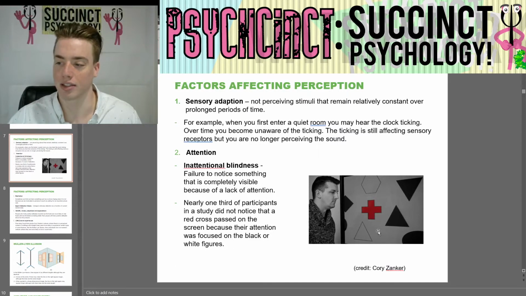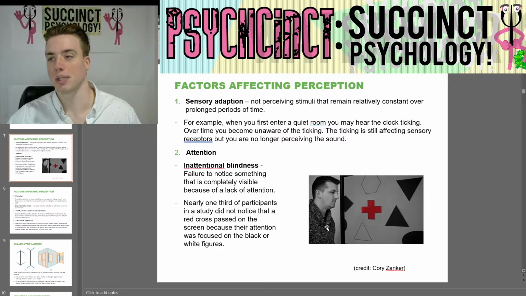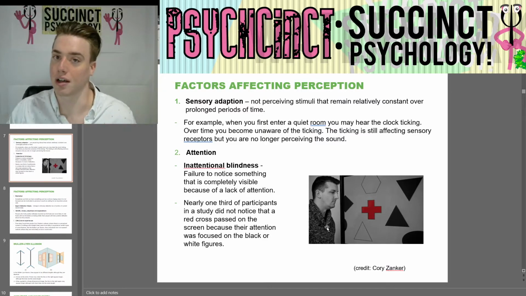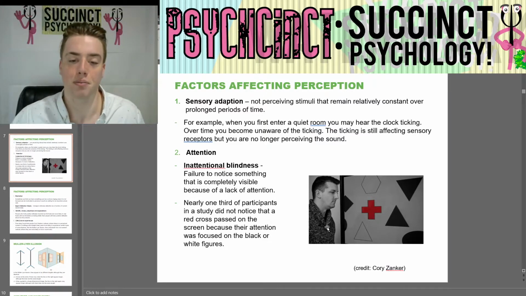When we look at this, it's a still image, so clearly you notice the red cross. But if it was a screen scrolling past you, and for a while it was nothing but black and white figures, you might not notice the red cross because you're focused on the black and white figures, and the red cross is just not what you're focusing on. It's not the focus of your attention.